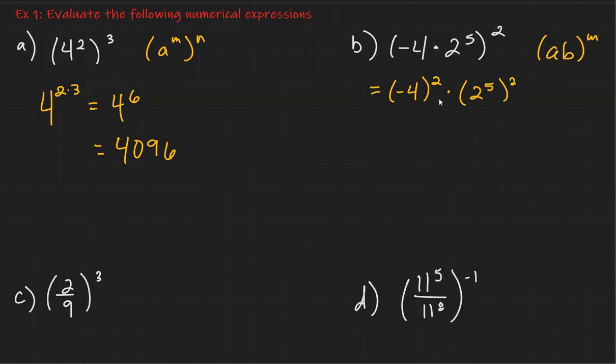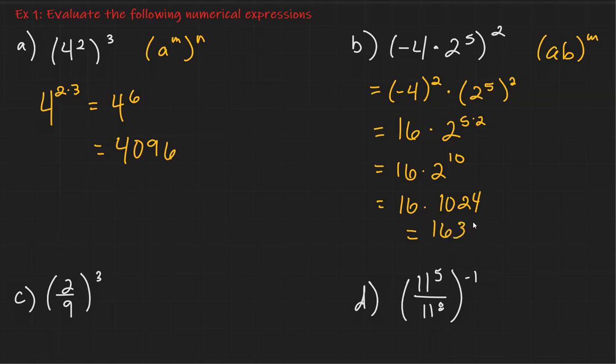So sometimes we have to use multiple properties. -4 times -4, we know that's 16. 2 to the 5th to the 2nd power, well, we take those two powers and multiply them, so that's 2 to the 5 times 2, which is 16 times 2 to the 10th. 2 to the 10th is 1,024. And then when we do times 16, we get 16,384.